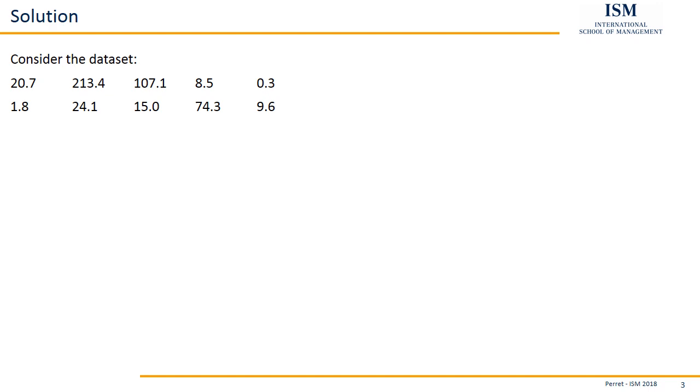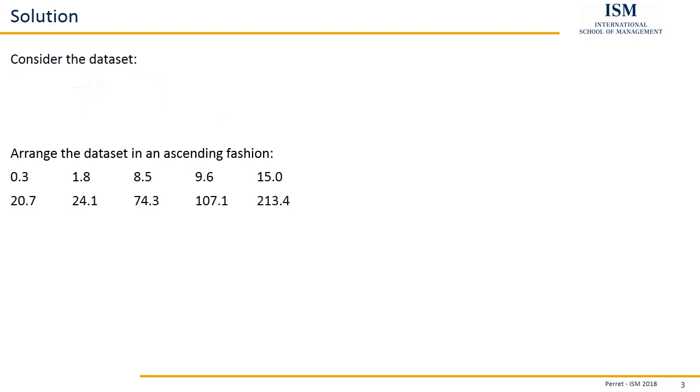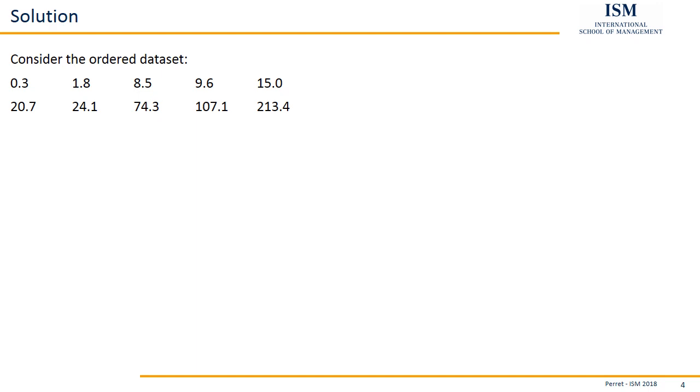Let's start with rearranging the dataset in an ascending fashion. So we start with the smallest numbers, that's the 0.3, the 1.8, the 8.5, the 9.6, and so forth. We carry on for all the different numbers. And why are we doing this? Well, because this makes it much easier to get a number of the other statistics we need in the next step. So we just copy this ordered data set, and we need to find 5 statistics to get the box plot in a way it's supposed to be.